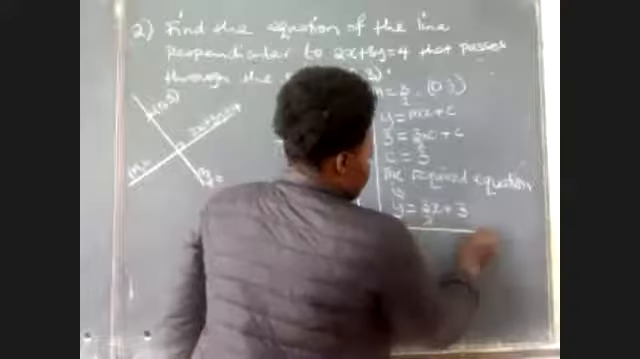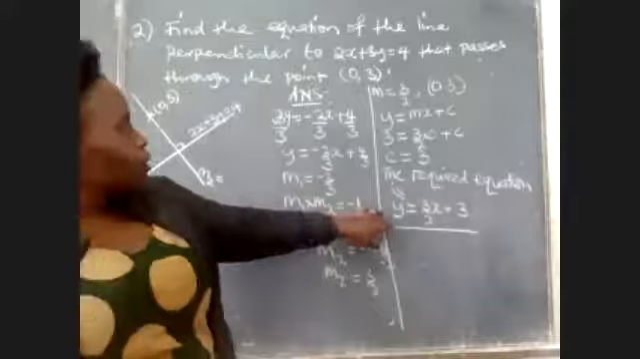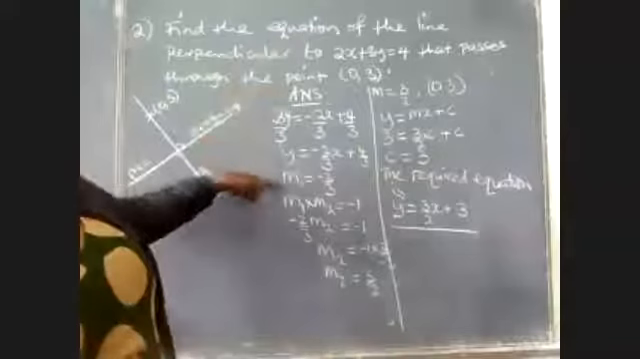Plus 3. So this is the required equation. Thank you so much. I hope people have followed. We are finding the required equation here, but from the given equation, we are able to find the gradient. So the gradient of this given equation, which we are calling M1, we get it from this given equation.